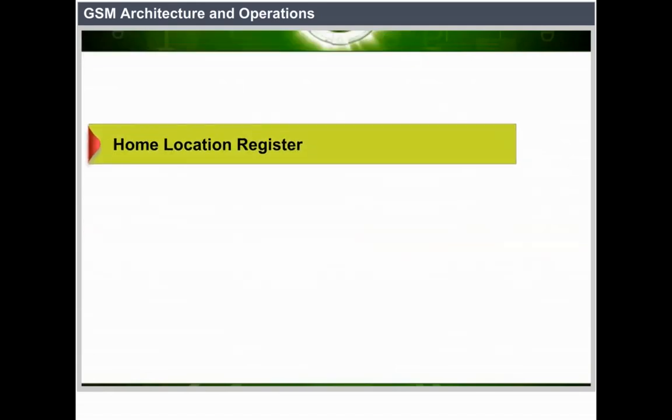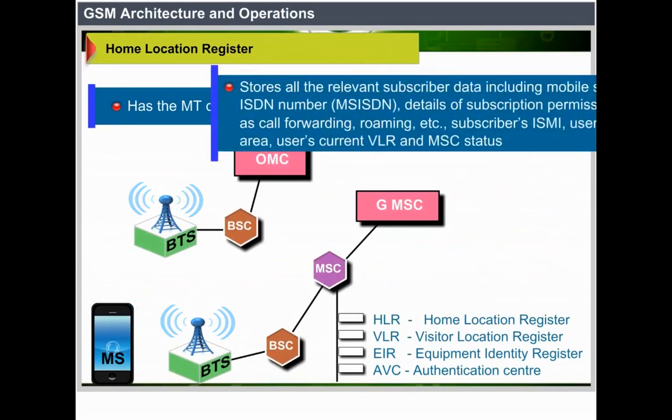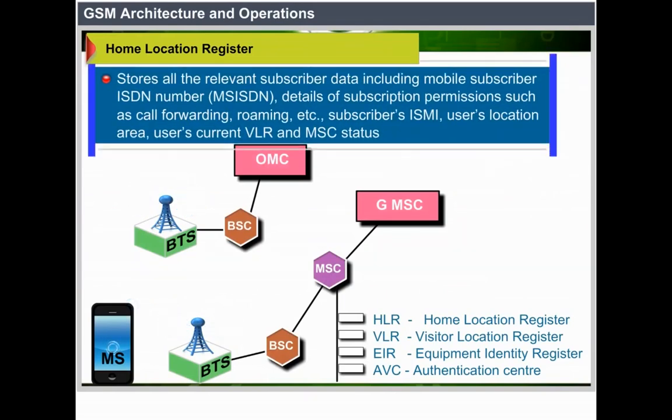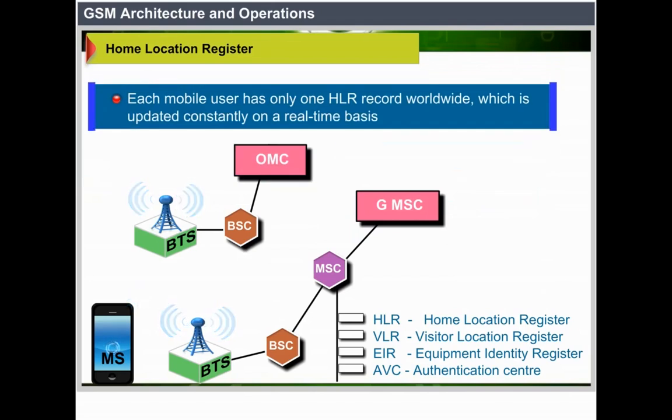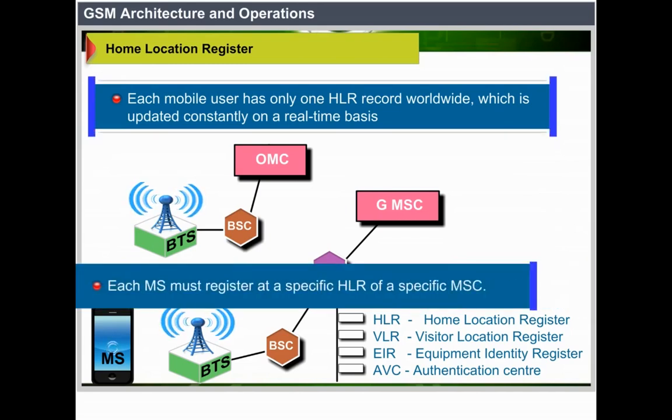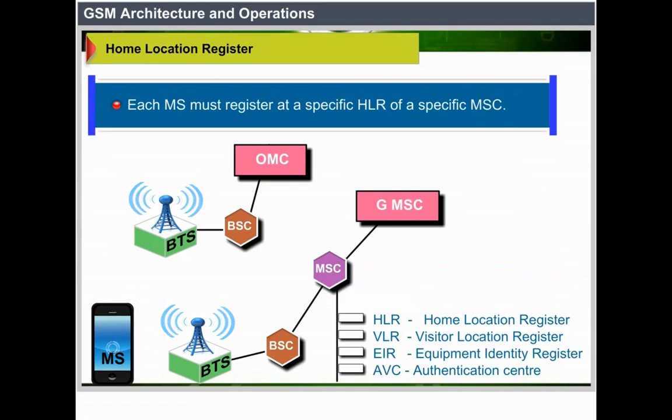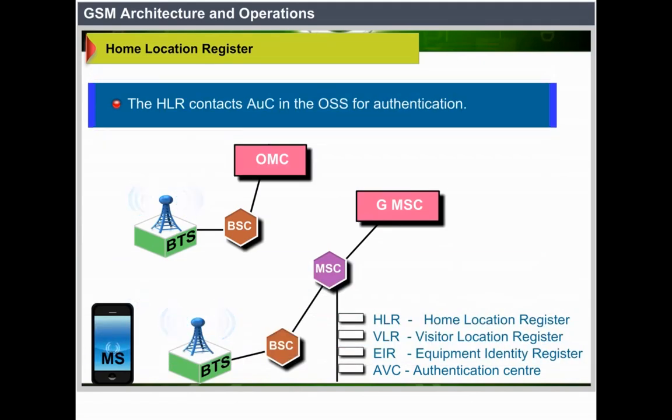Home location register. It has the relevant databases. It stores all the relevant subscriber data including mobile subscriber ISDN number, MSISDN, details of subscription permissions such as call forwarding, roaming, etc., subscriber's IMSI, user's location area, user's current VLR and MSC status. Each mobile user has only one HLR record worldwide, which is updated constantly on a real-time basis. Each MS must register at a specific HLR of a specific MSC. The HLR contacts the AUC in the OSS for authentication.